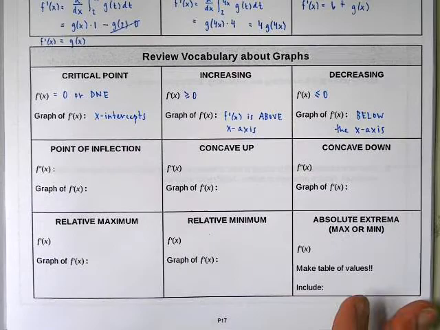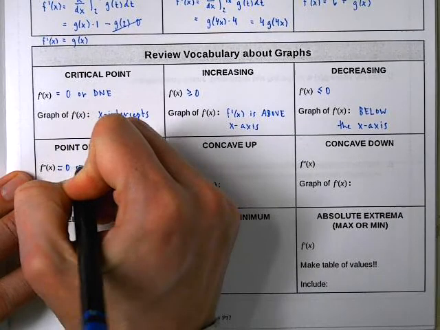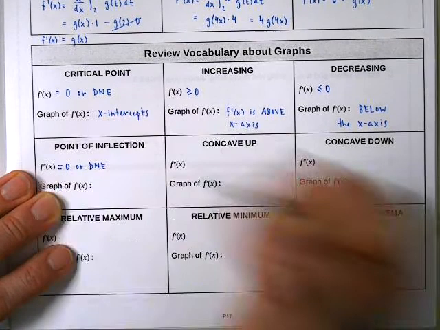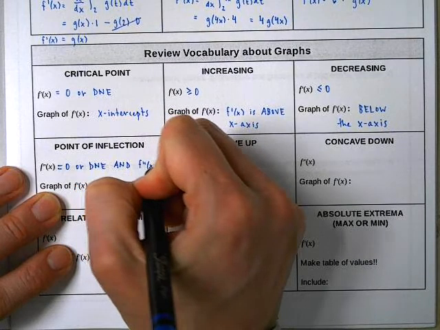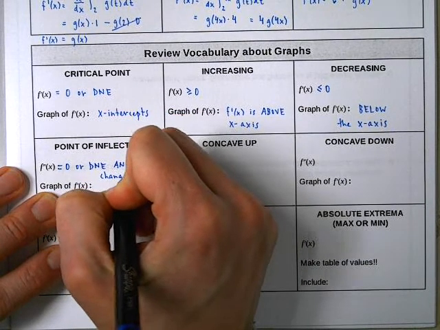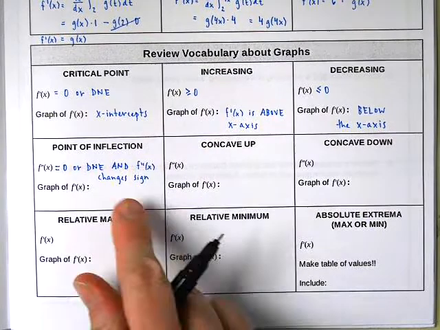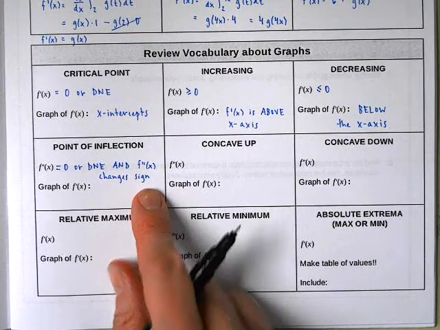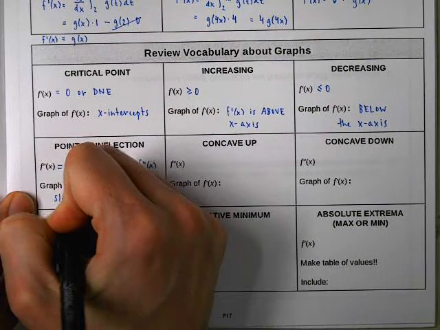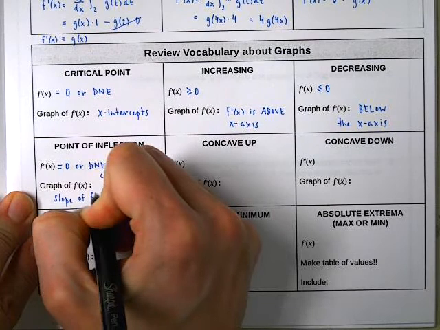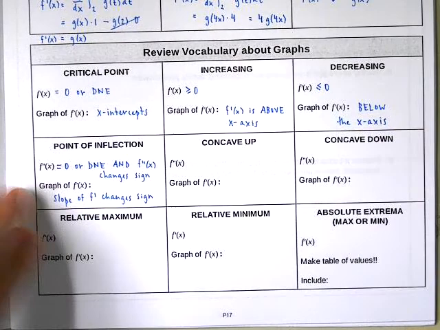All right, points of inflection. This is where our second derivative, I'm going to say, is equal to 0 or doesn't exist. But here's where we said and, it's where f double prime changes sign. So we're not just looking for where it's equal to 0 or does not exist, but we have to show that it also changes sign. So in terms of the graph of f prime, here we're looking for where the slope of f prime changes sign. So from a positive to a negative slope or from a negative to a positive.